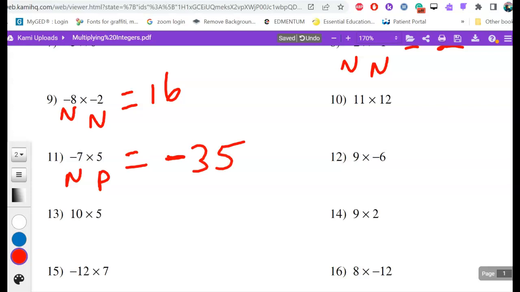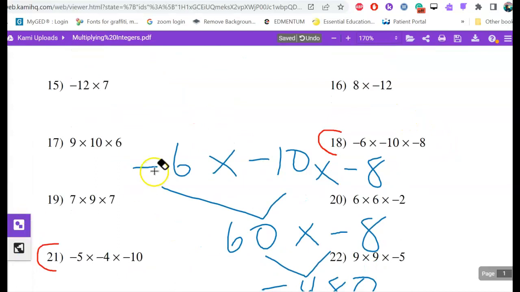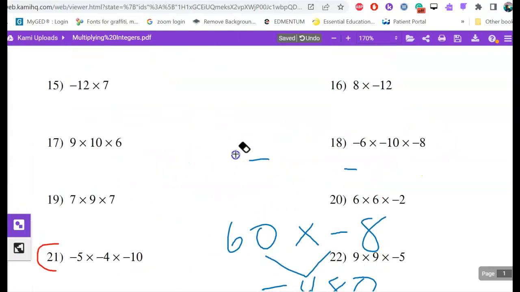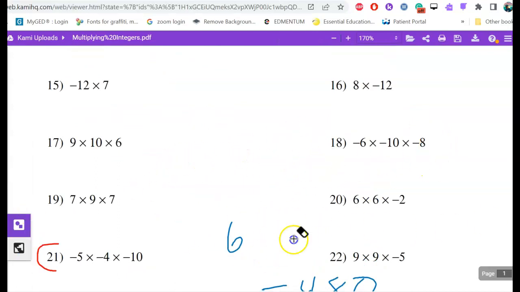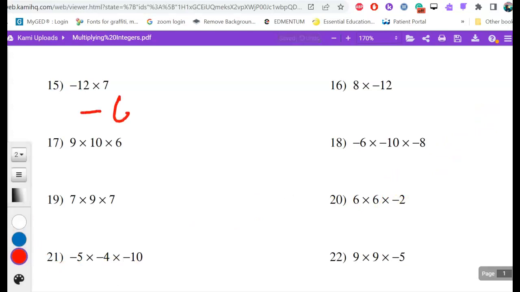There we go. Then let's practice. Whoops, I left this from the classwork that we did last time. Let's get a little more complex with these by doing 3 numbers at a time. Let's first take a look at number 18. I'm going to rewrite it over here: negative 6 times negative 10 times negative 8. We're going to take these 2 numbers at a time.